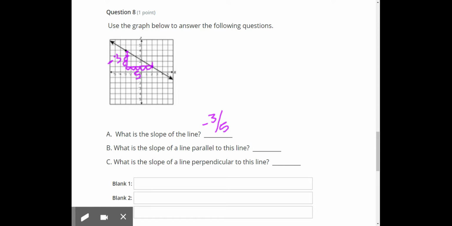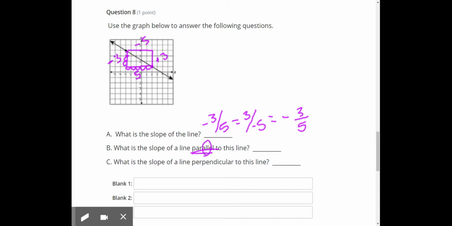We very easily could have gone the other direction. If we started at the bottom and went up 3, left 5, that would be up 3 and left 5, which would be 3 over -5. That negative sign can kind of float around, so it doesn't matter how you write this. The negative can go with the 3, the negative can go with the 5, or the negative can go with the fraction.